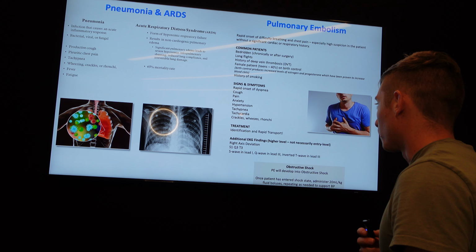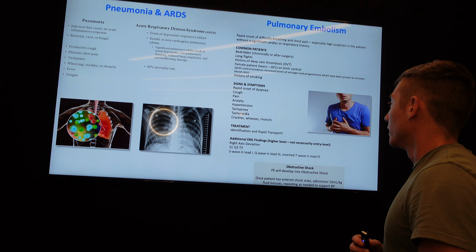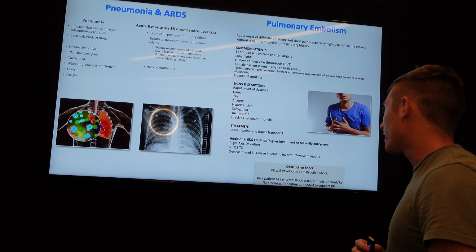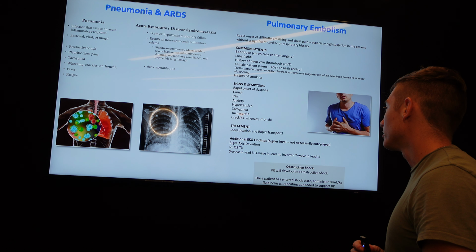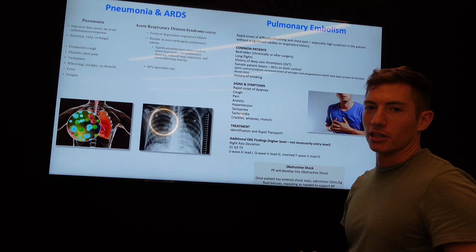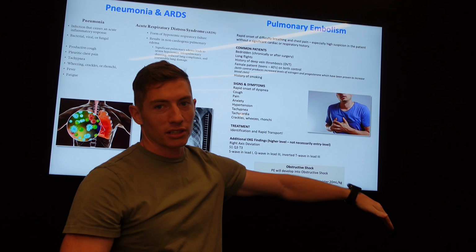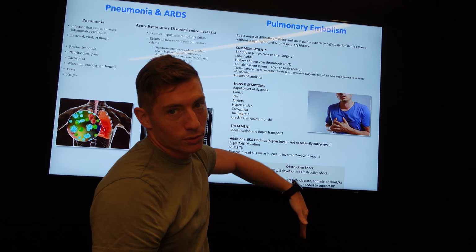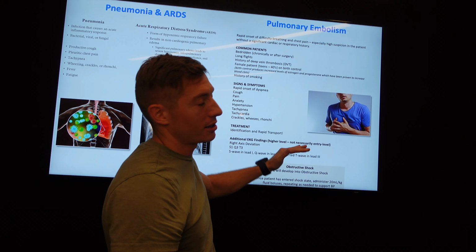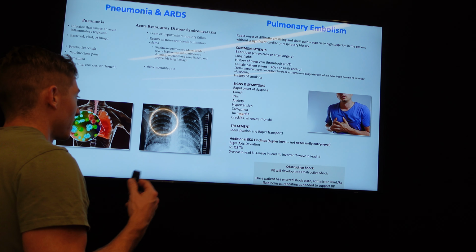So treatment, we want rapid transport, get them out of there, get them to the hospital, diesel and steel. Additional EKG findings, higher level, not necessarily at entry level. Okay, so this is important. Our right axis deviation, right? We talked about that. So if our axis deviates, the electricity is supposed to go this way, and suddenly we're going this way, we're going straight down or somewhere in between 4 o'clock and 6 o'clock, then that's a sign.